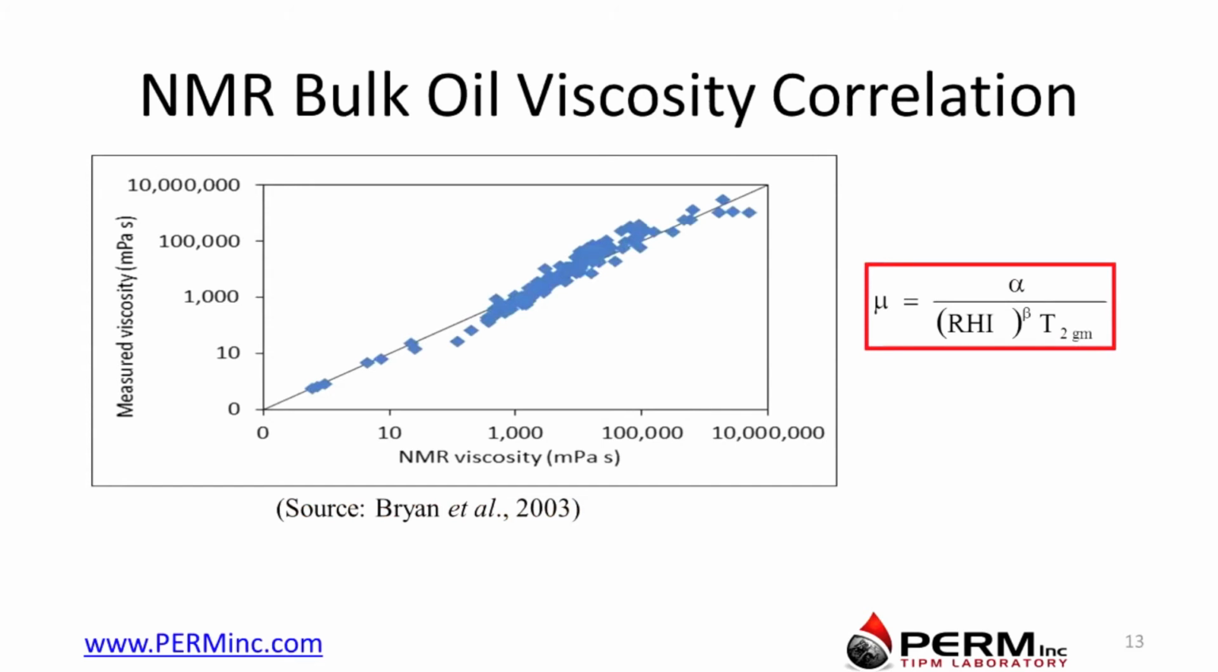What we can do is put these two terms together into a single viscosity model, which relates viscosity both to the RHI and the T2GM. And you can see the form of this model. When we have a low viscosity oil, RHI is going to be 1, so this term is negligible, and viscosity and T2 are inversely related, as we expect. When we get to high viscosity systems, the T2 is going to become essentially constant, and viscosity is inversely related to RHI, which is also what we saw in the last slide.